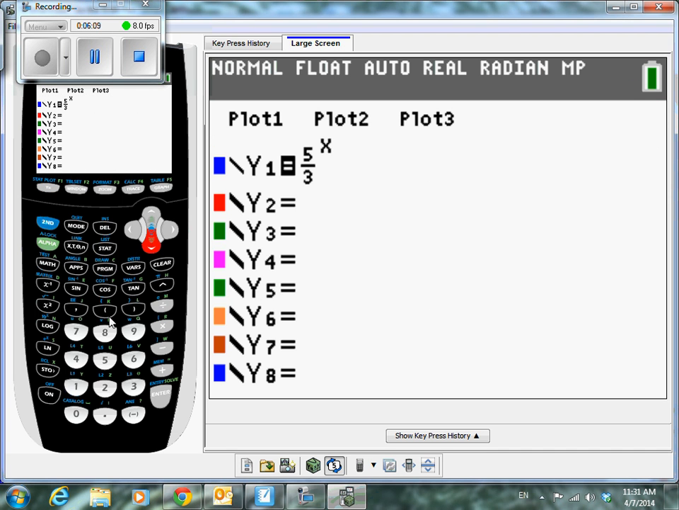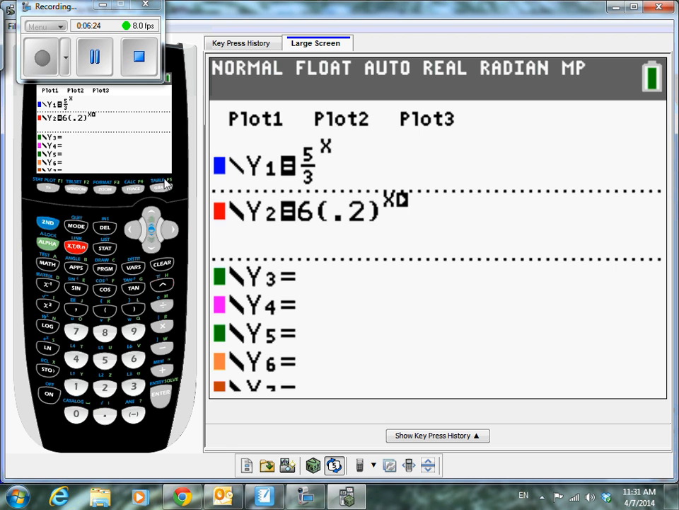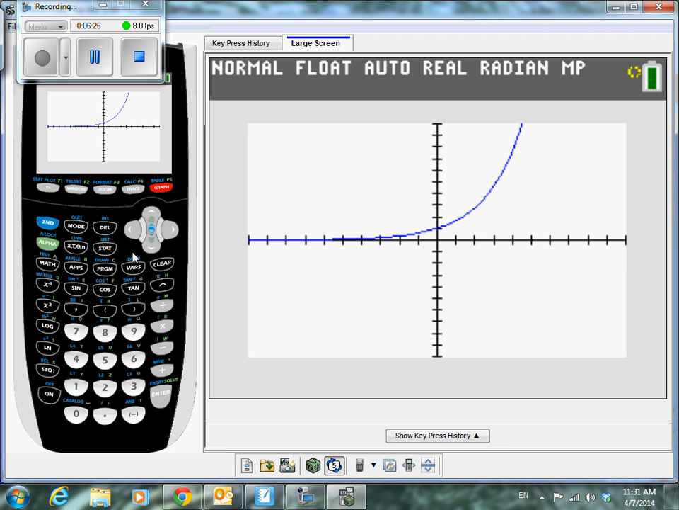The next one is, can you read that function for me, please? 6 times what? 0.2 to the power of x, right? Let's graph it. And this is how it looks. You see the difference? Is it growing or is it going down?